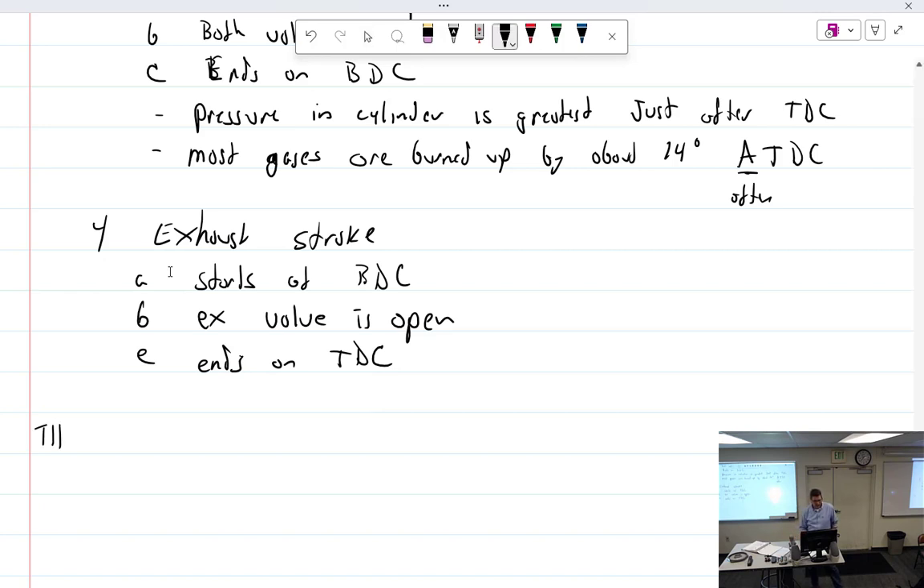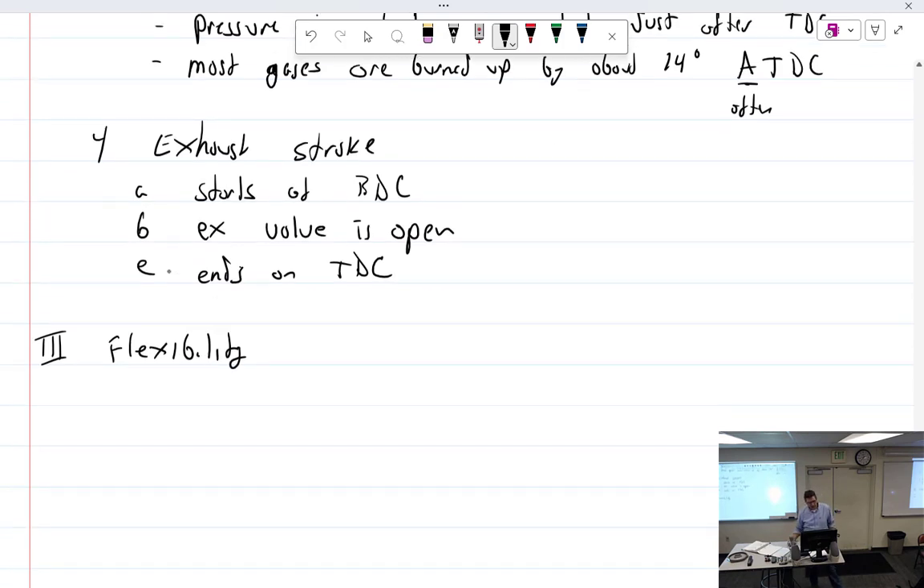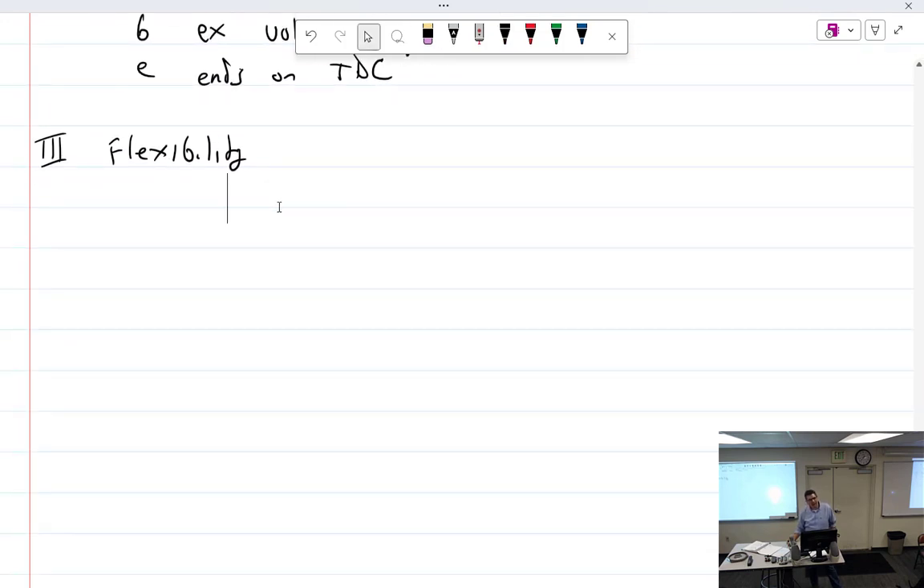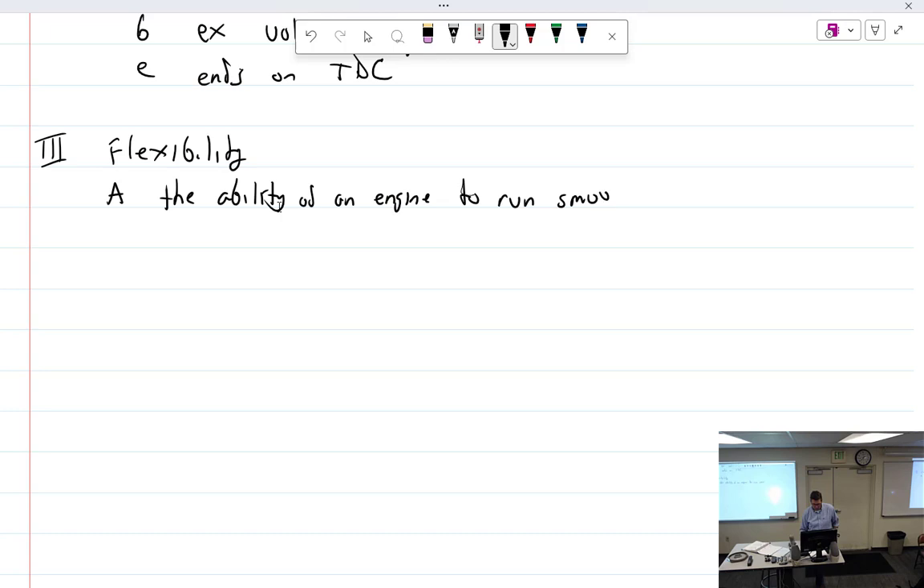Let's see. I recognize some of the new things that I wrote in my notes, and I think, why would I write that? I know I'd write it because it's a Q&A question. What is engine flexibility? The ability of an engine to run smoothly and give the desired performance at all speeds.